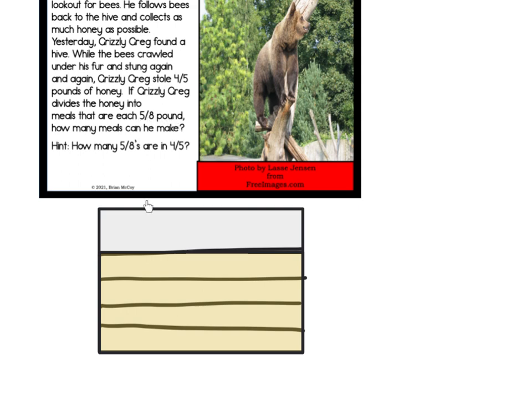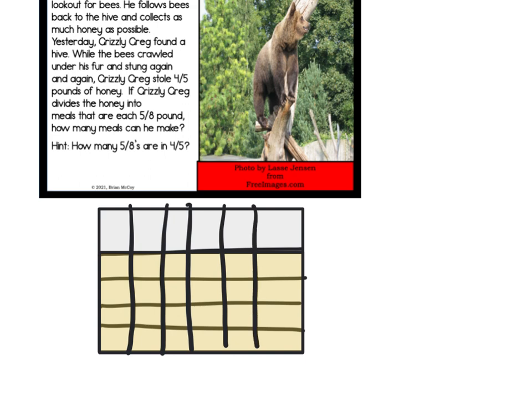So I've got to cut this going this way into 8 parts, right? So let's go ahead and make 7 lines to make 8 parts. So 1, 2, 3, 4, 5, 6, and I'm going to have to do another one right here, 7. So now I've got 1, 2, 3, 4, 5, 6, 7, and 8 parts. Now, one meal is 5/8 of a pound.